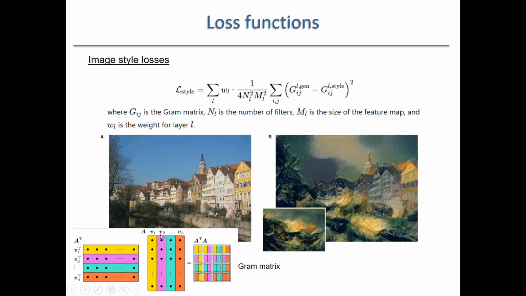This is the definition of the Gram matrix. If you have a set of vectors, which is what we have in each one of the layers, we have some tensors. If you put those tensors as vectors, that is the matrix A, and you compute A transpose A. So what you want is that A transpose A for your generated image is similar to the A transpose A for the style image, for each one of the layers of the network.